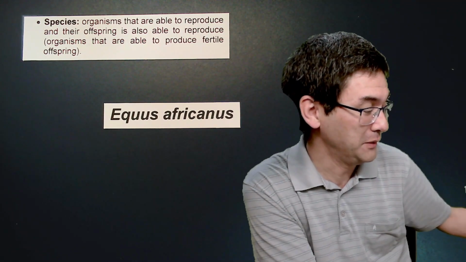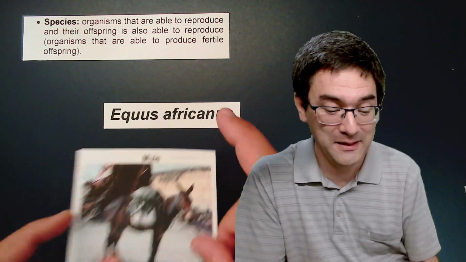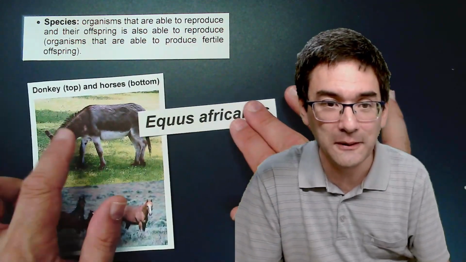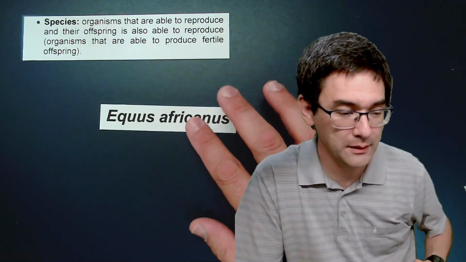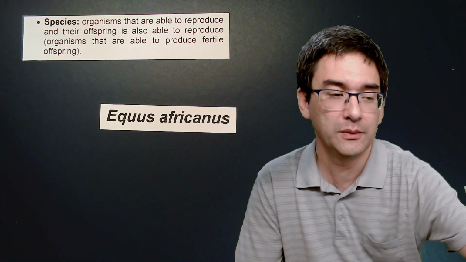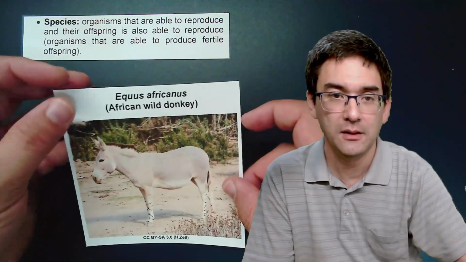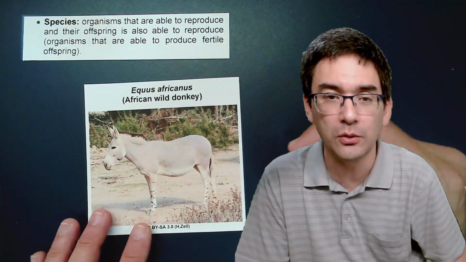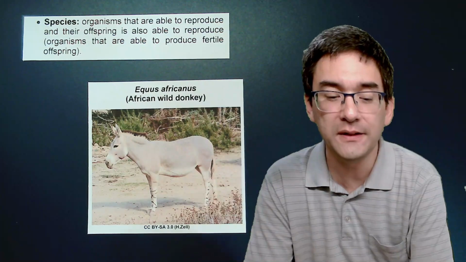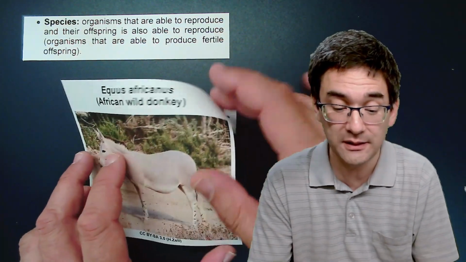So where did I put it? Do you see, I put it away? And no, that's the mule. That's the wrong way. Yeah, this one here. It's a donkey. And as a matter of fact, I've got another picture over here. That's it. It's the African wild donkey. It's called Equus africanus, and this is the scientific name.